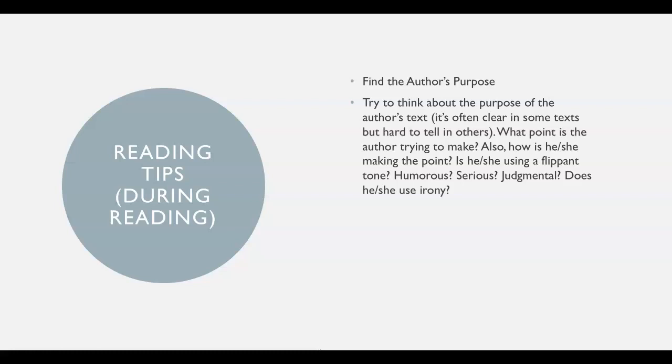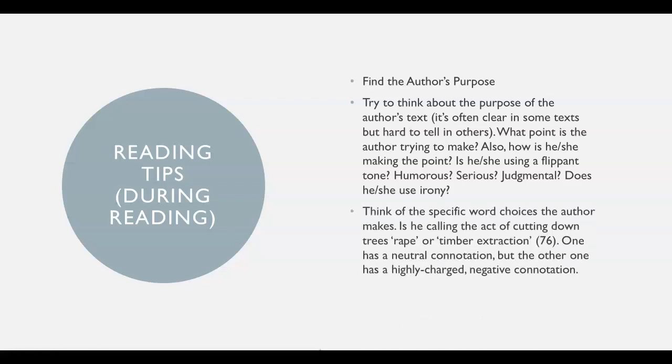So before, you were looking at the audience, trying to figure out what the audience was. Now you're trying to figure out what the author's purpose is. Remember, the two big things are audience and purpose when you're communicating. So what point do you think the author's trying to make? Also, how is he or she making the point? Is he or she using a flippant or sarcastic tone? Humorous, serious? You look at all those things.